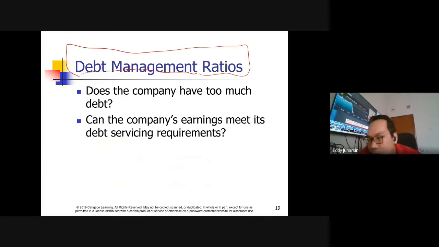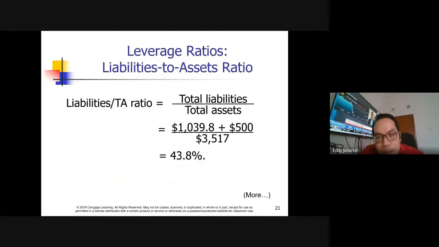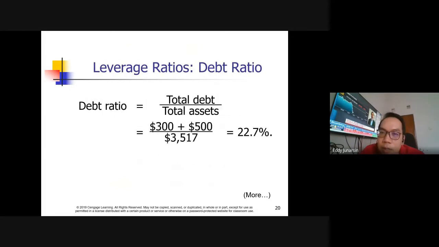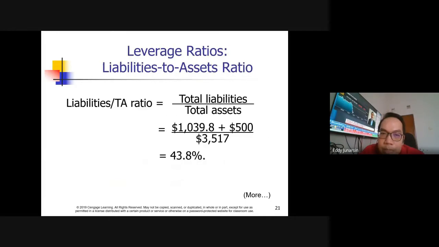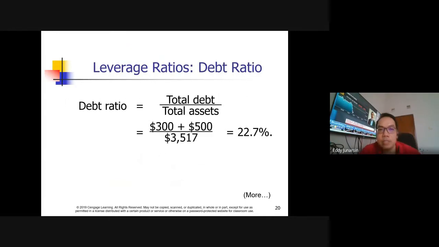So again, debt management ratios, they measure the ability or the capability of the firm of paying off its debts, right? Or you can call it like how well the firm is servicing its debt requirement or paying off its debts. So here's quite interesting here. We have debt ratio and liabilities ratio. And in the industry, we usually use this interchangeably, although they're not exactly the same.